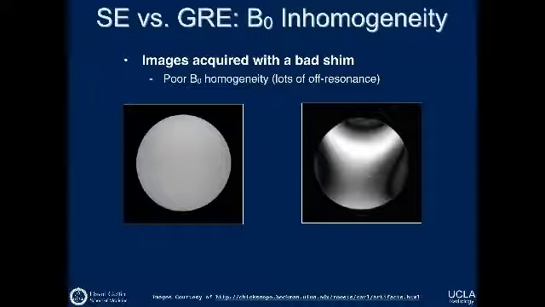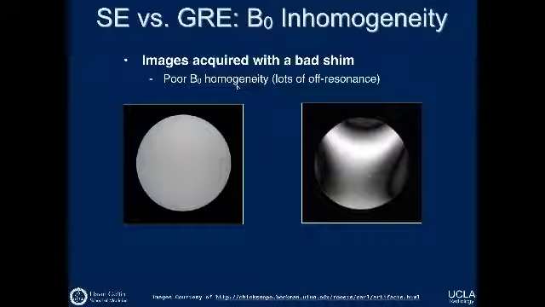Okay, so here's our first quiz question. Spin echo versus gradient echo and what we call B0 inhomogeneity. This means that our B0 field's not perfect. These images, in fact, were acquired with what we call a bad shim. You may remember that we can shim our field. Our fields usually aren't perfect, and when we add a person to the scanner, they're maybe less perfect. We can tune it up. We can shim it to try to make the field a little bit better. But in this case, we used what we call a bad shim. We tuned it poorly, and this leads to poor B0 homogeneity, or lots of off-resonance.